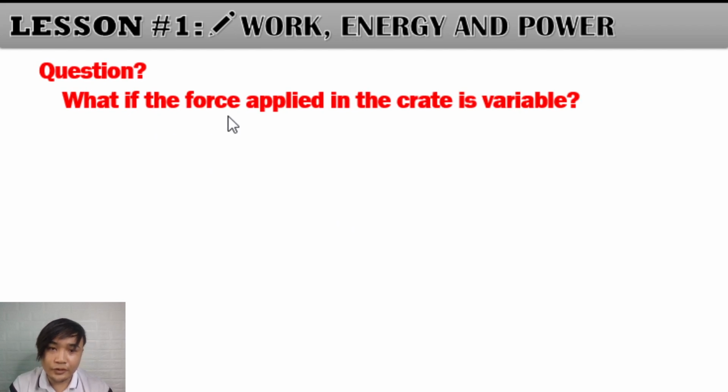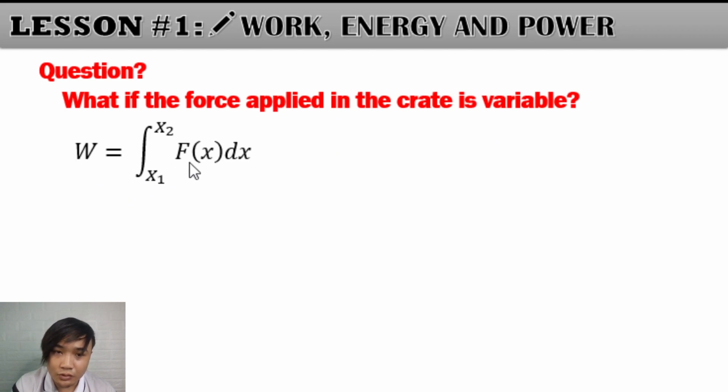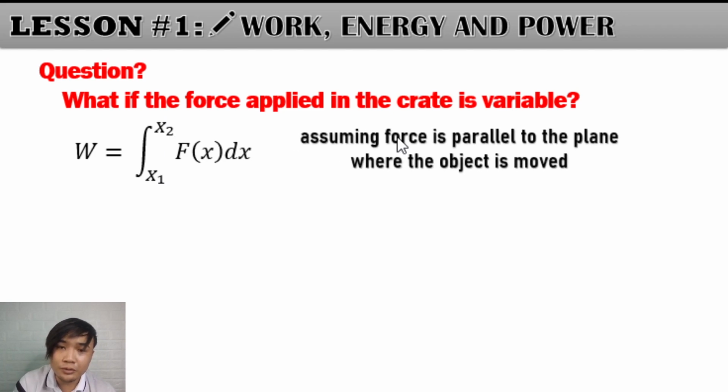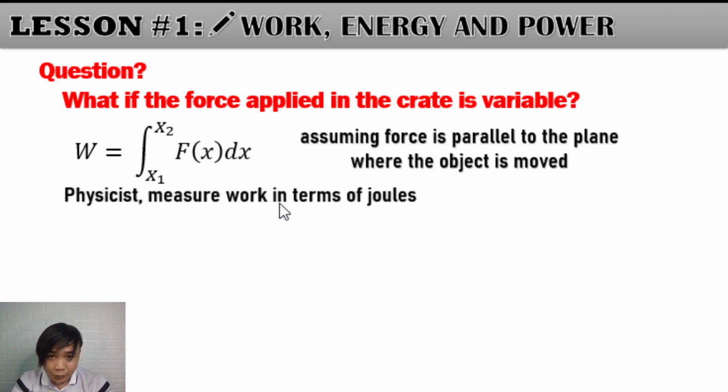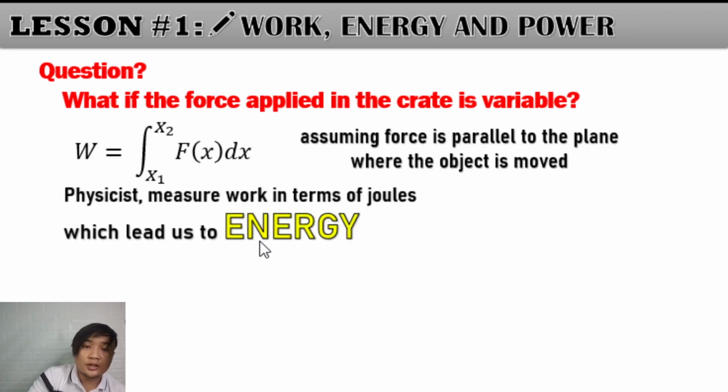Question: what if the force applied to the crate is variable? So, work done is equal to the integration of force times distance, so differential distance and differential force, from x1 to x2, the initial position to the final position. Assuming the force is parallel to the plane where the object is, this is what the equation does for a horizontal force. So work is measured in joules, which leads us to energy.